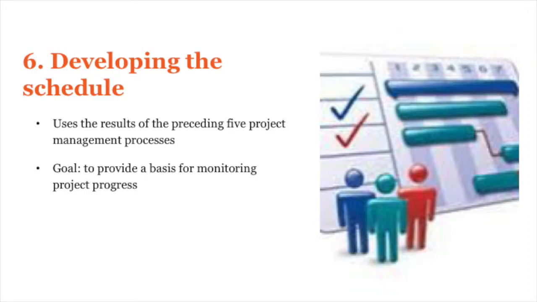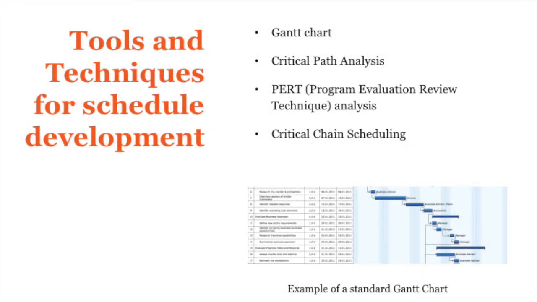Schedule development uses the results of the preceding 5 project management processes to determine the start and end dates of the project and its activities. The goal of developing a realistic project schedule is to provide a basis for monitoring project progress for the time dimension of the project. There are several tools and techniques that assist in schedule development.